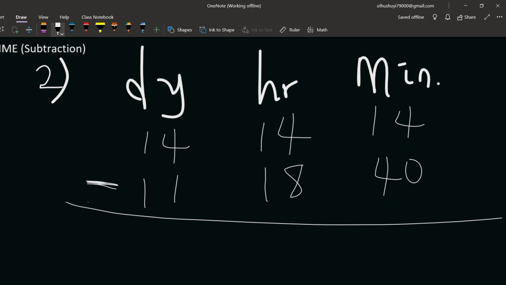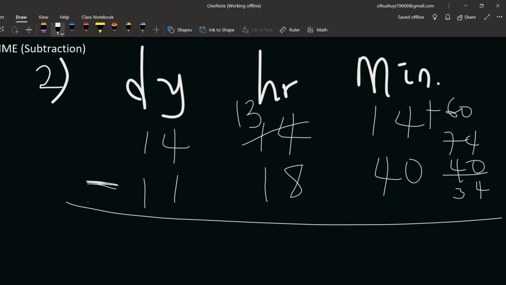Not possible. What do you do? Talk to your neighbor. Mr. Neighbor is carrying hours, right? So you have here 13 is left, 13 hours here. 1 hour gives you 60 minutes. So 14 plus 60, that is 74. Now it's 74. Take away 40. What do you have? This one becomes 4. This is 0, right? So you don't need to borrow. So this will form 4. This is 3. So you have 34 here.